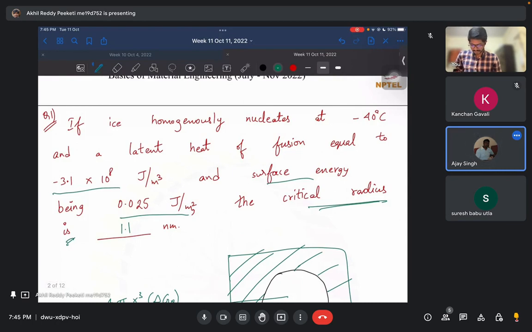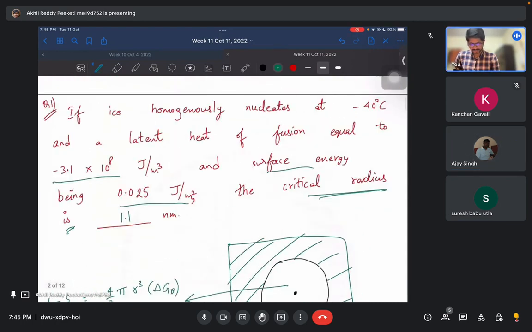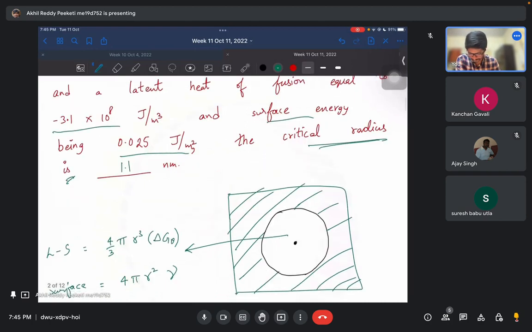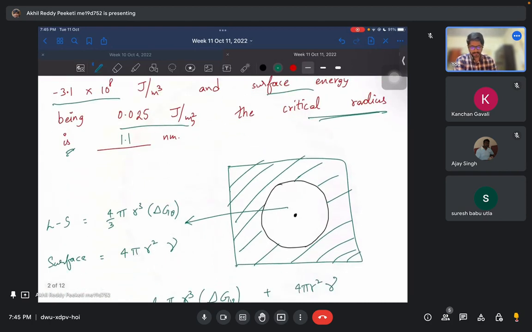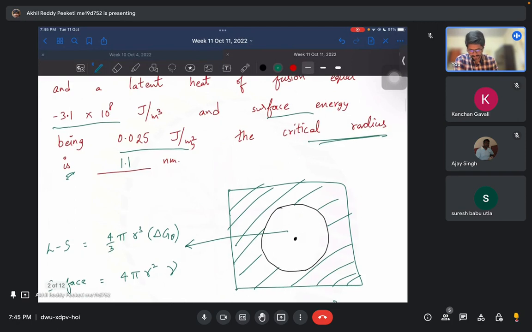Okay. So let's look at the first question again. Here we are talking about nucleation, water to ice formation, and we are supposed to estimate the critical radius. So maybe this is a bad example.